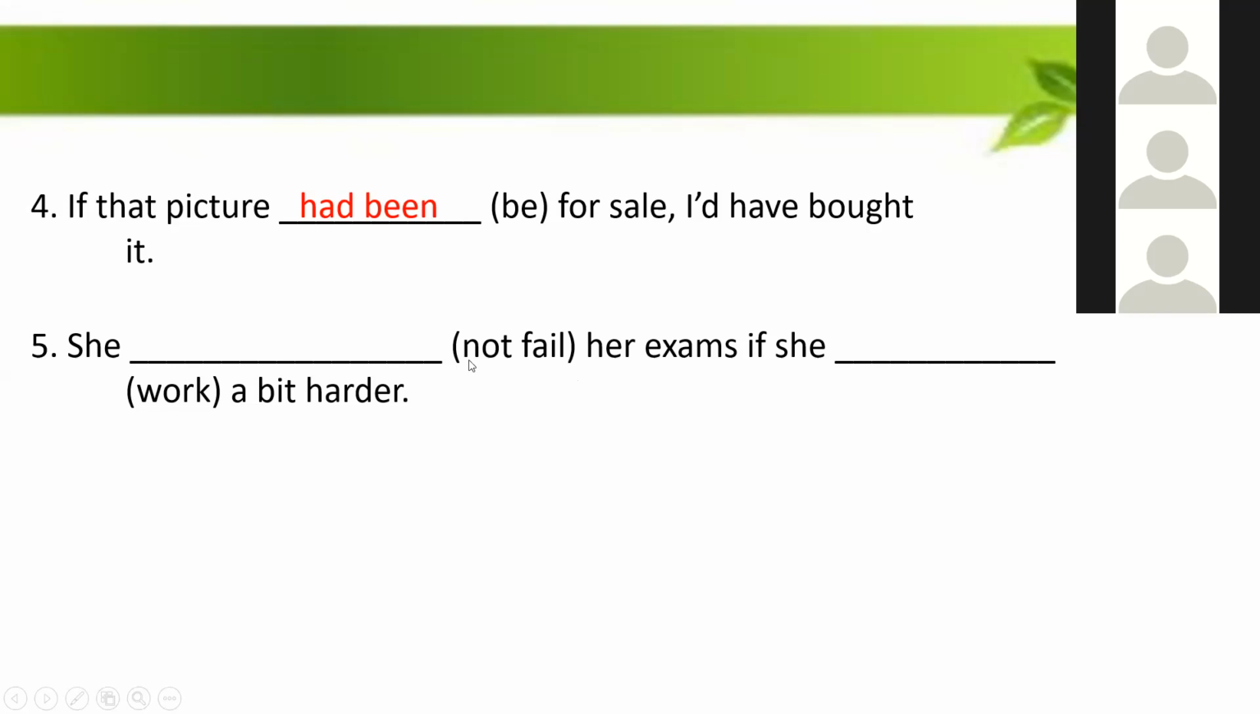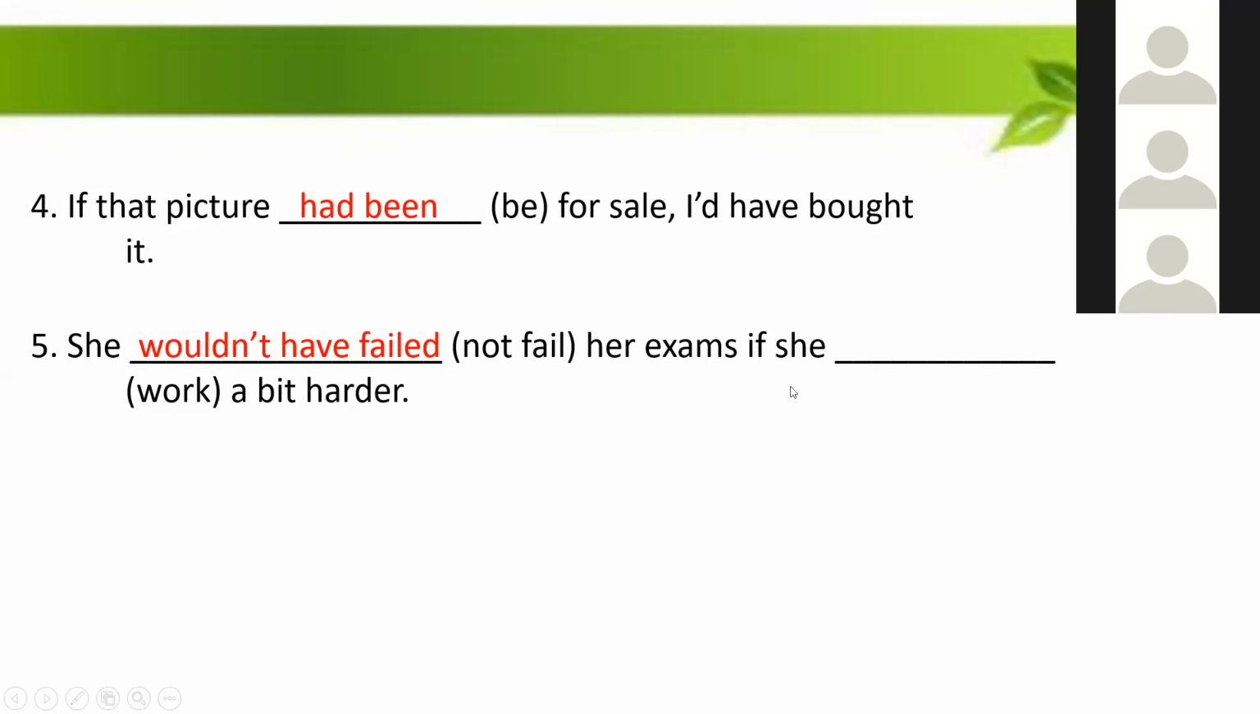This is negative. So what are you going to answer? Wouldn't, because the if clause is in the second clause, in the second sentence. Hadn't. Oh, she wouldn't have. What is the past participle of fail? Okay, this is the answer. Wouldn't have failed. Failed is the past participle of fail.